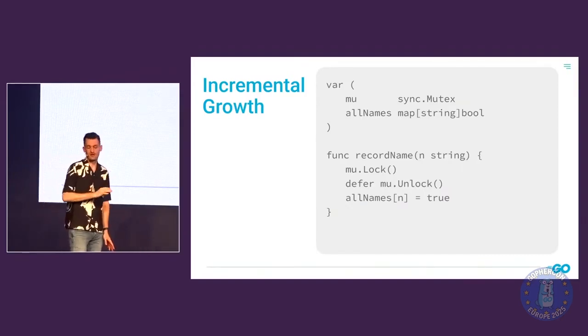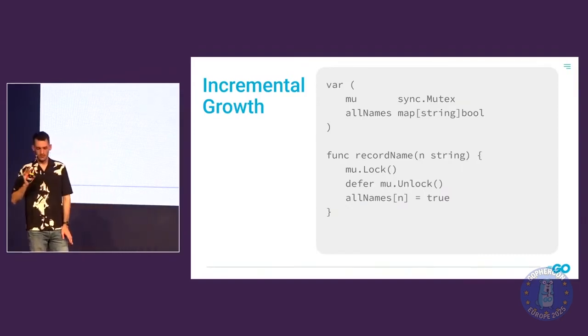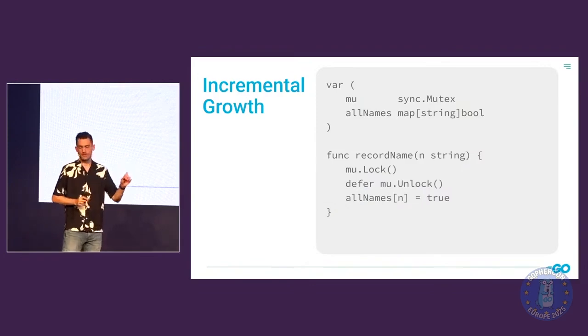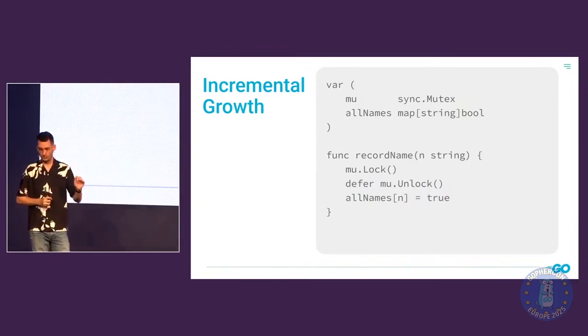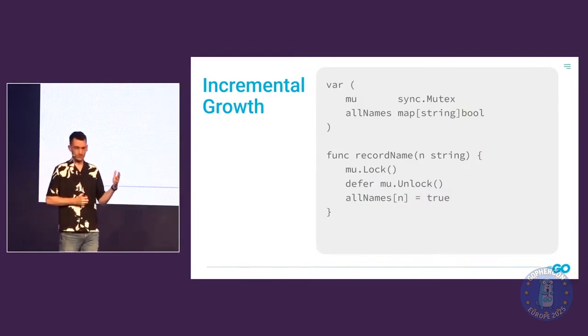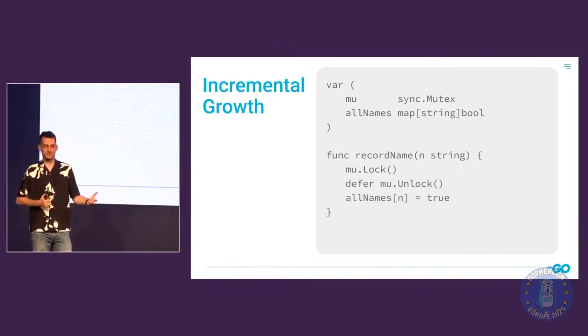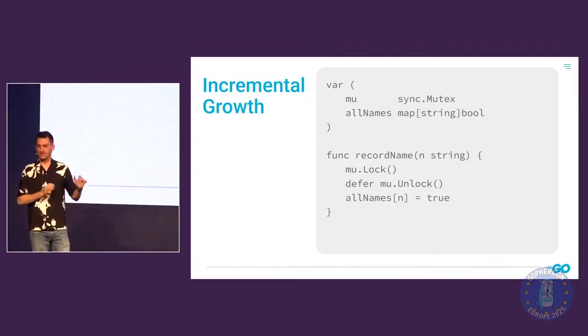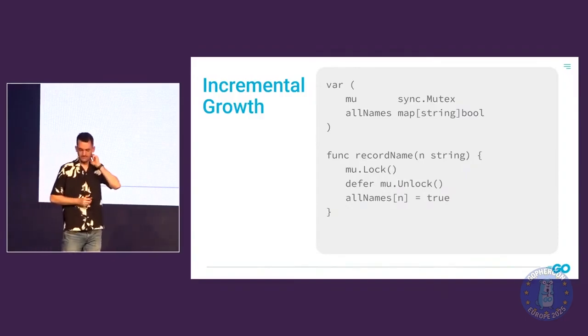Go, for many years now, has used what we call incremental growth in its maps. And that means that any one insert will have an upper bound on how much copying it will do in order to grow the map. So if we're going to double the size of the map, we might actually spread the copying over multiple insert calls so that each individual insert has a bounded latency impact.